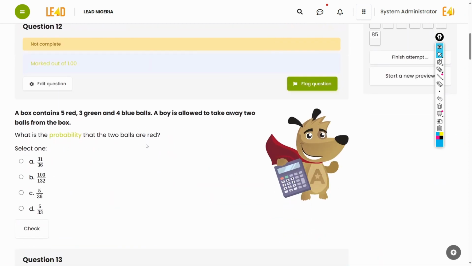Okay, question 12 says a box contains 5 red, 3 green, and 4 blue balls. A boy is allowed to take away 2 balls from the box. What's the probability that the 2 balls are red? Okay, so again, the fact that he's allowed to take away means he didn't return them. So you could just write this as without replacement.